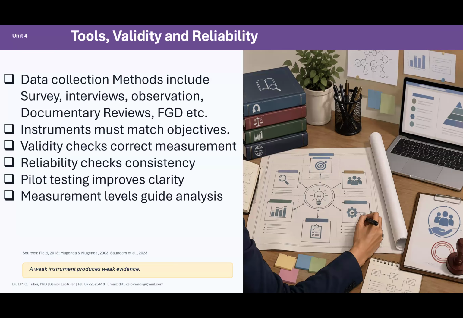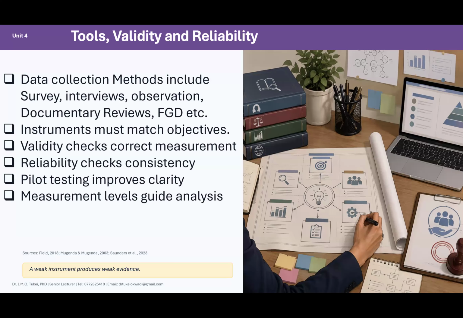For example, when you're looking at an instrument: a questionnaire, interview guide, observation checklist, focus group, mention them. But every item should link to a specified objective, variable, or theme. Let's look at validity, colleagues. Validity asks whether the instrument measures what it is intended to measure. Reliability asks whether it produces consistent results under comparable conditions.